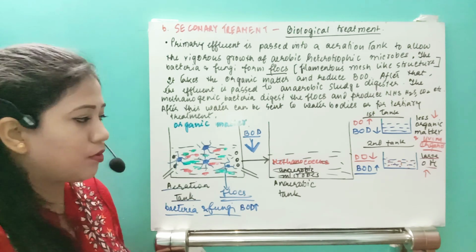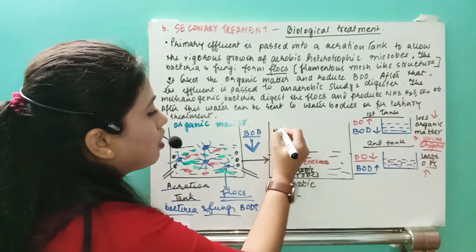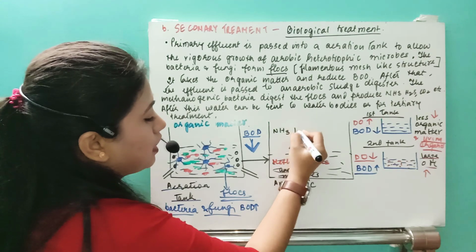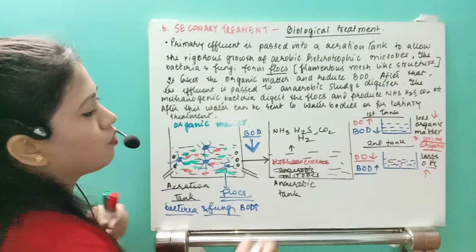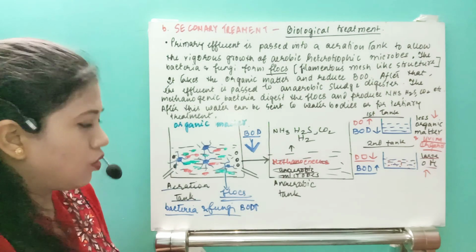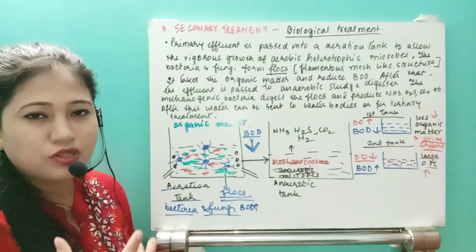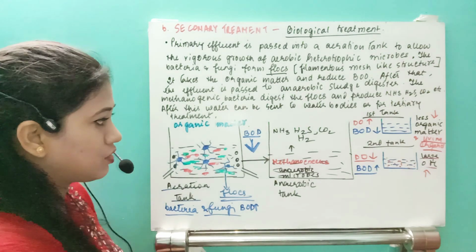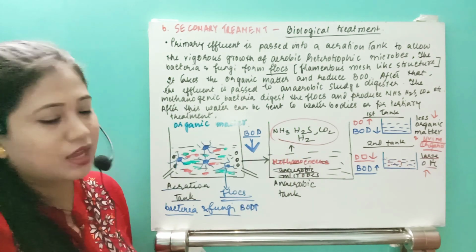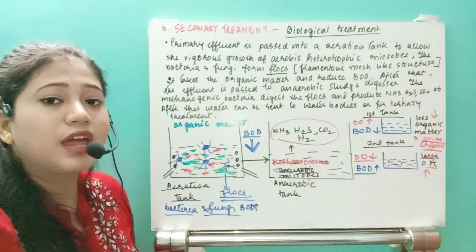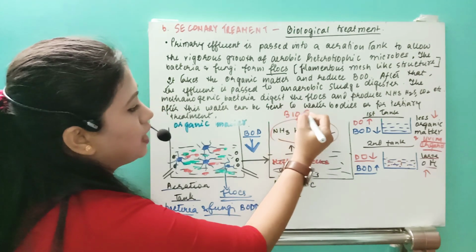It will produce some gases. What are the gases now? These gases will be chiefly ammonia, then hydrogen sulfide, then carbon dioxide, and some amount of hydrogen also. So these gases will be removed. The rotten egg type of smell that comes is actually the smell of hydrogen sulfide. So ammonia, hydrogen sulfide, carbon dioxide, water, hydrogen will be removed, and those gases are nothing but biogas.